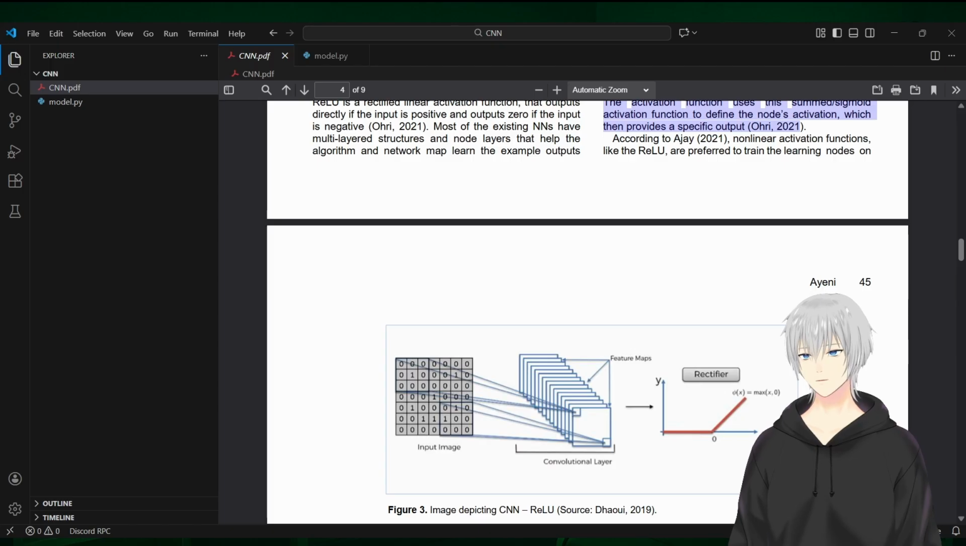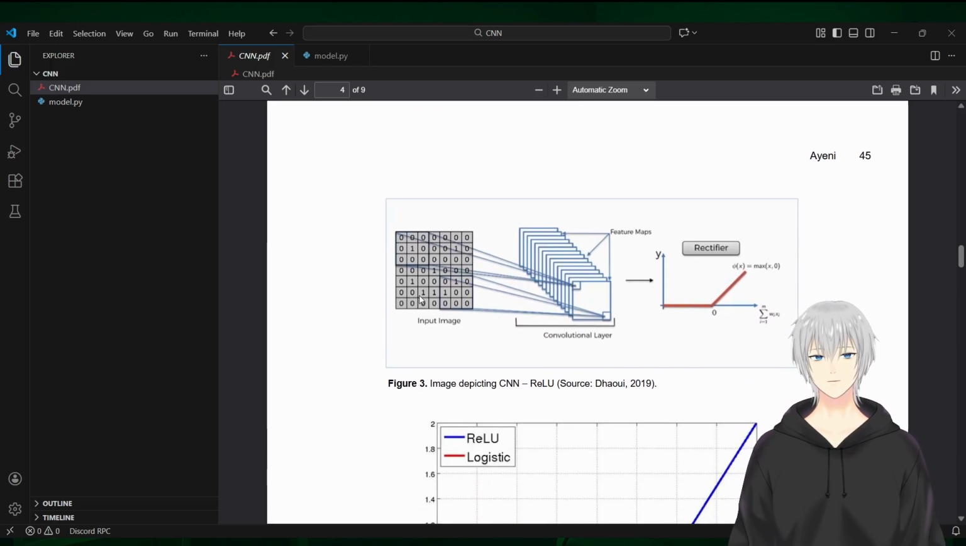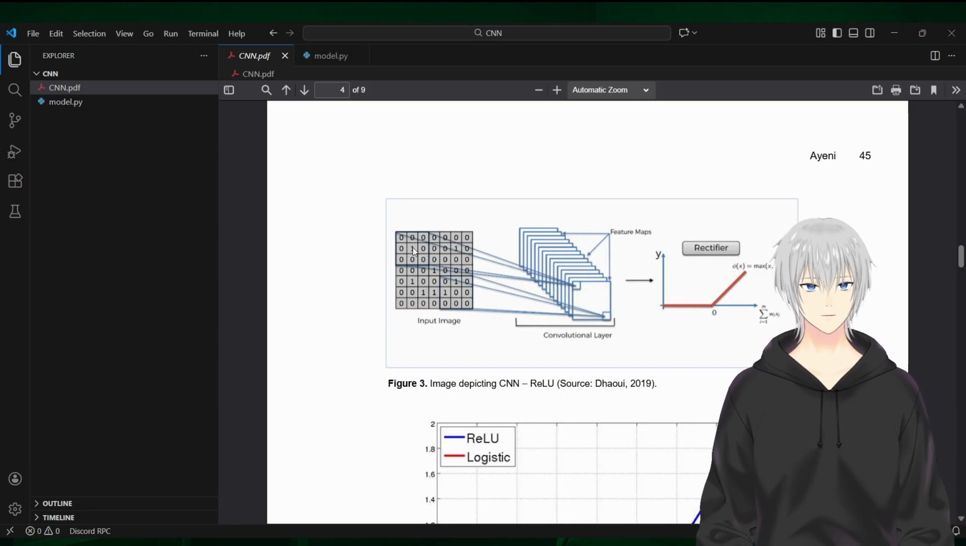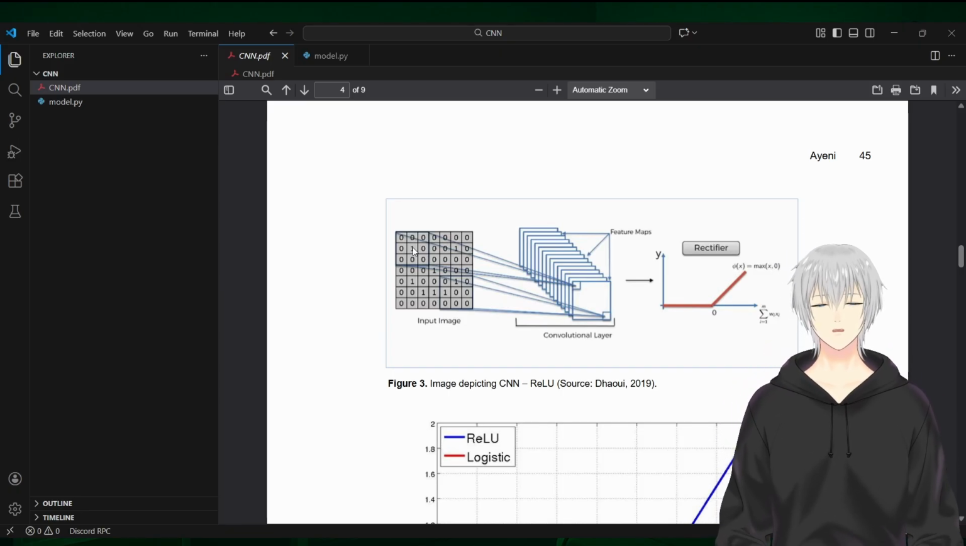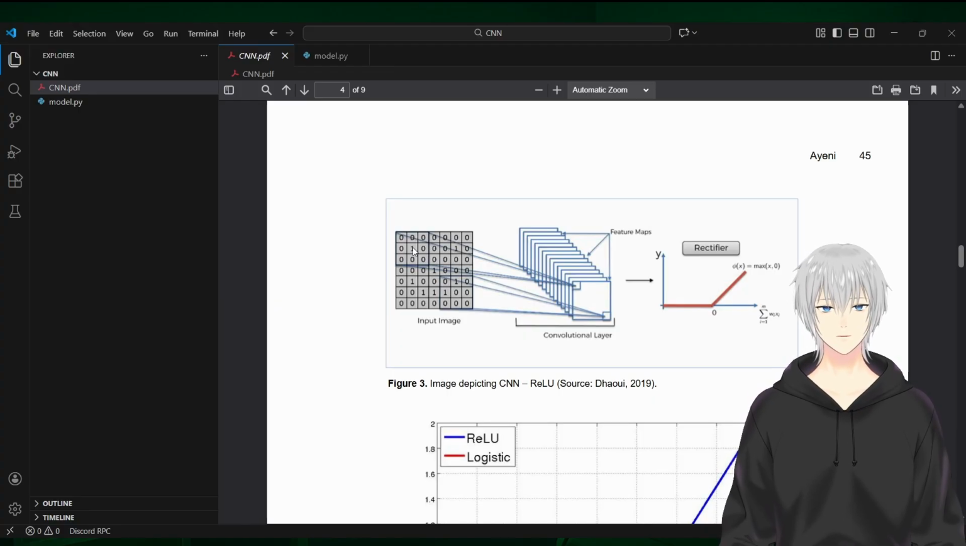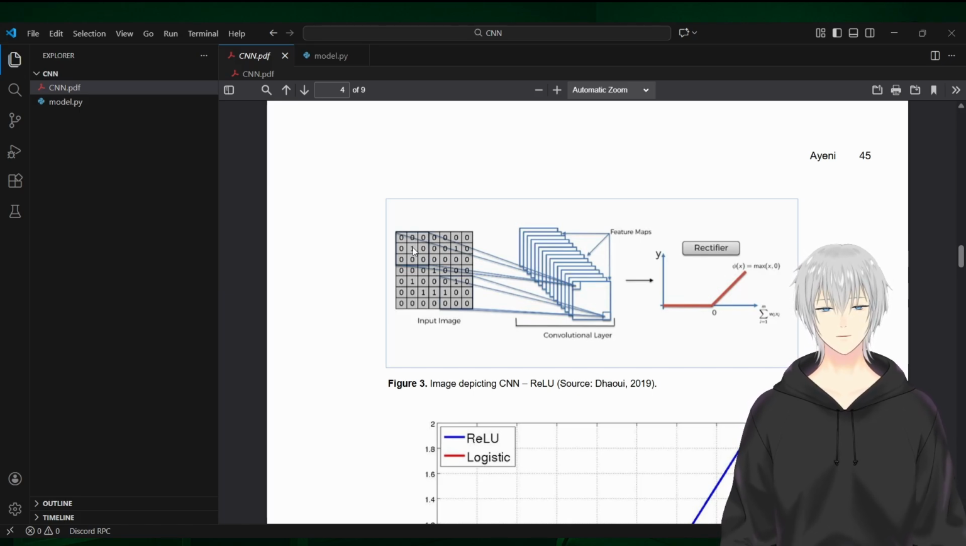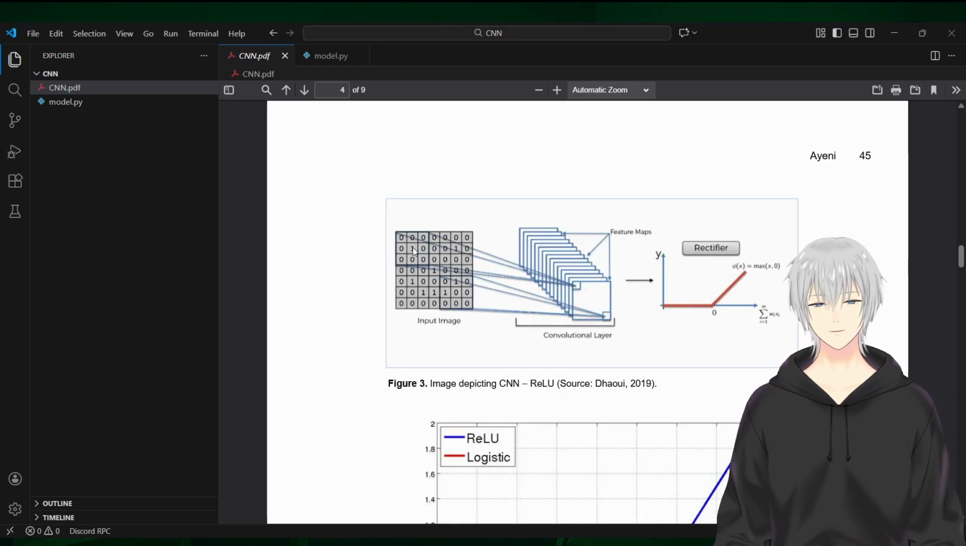Okay. Yeah, okay, that makes sense. We have... oh yeah, there we go. So we have our input image in a two-dimensional matrix. Okay, so we are using a 3x3 matrix for that.